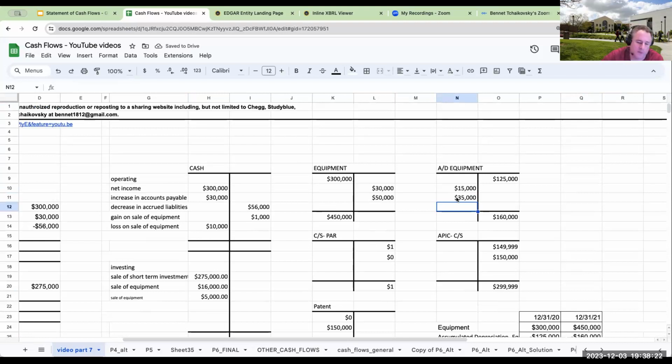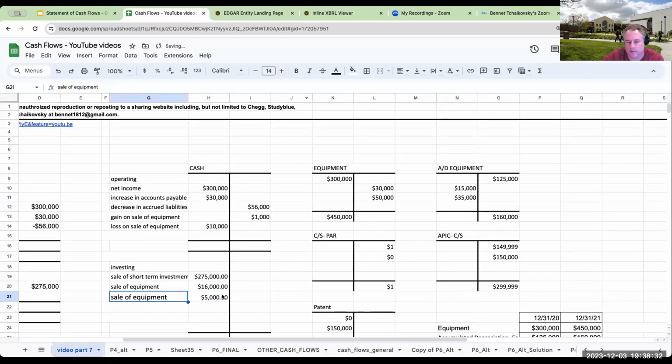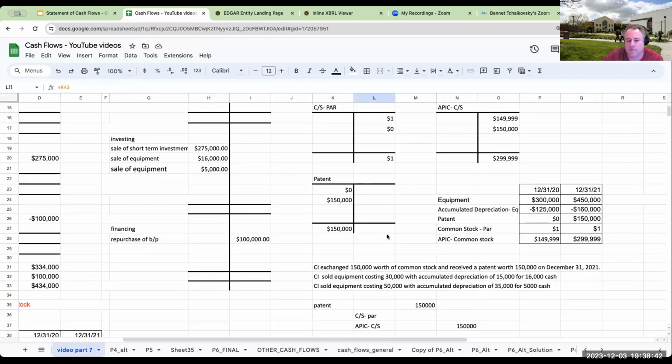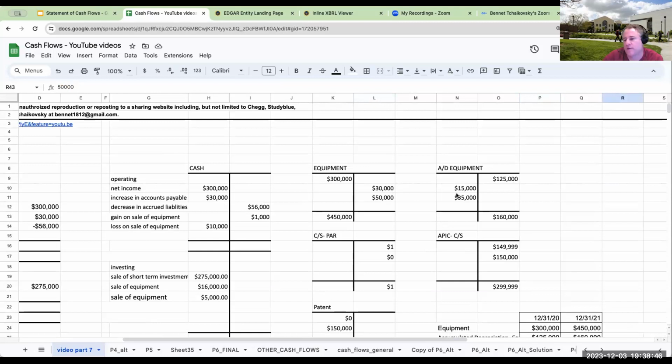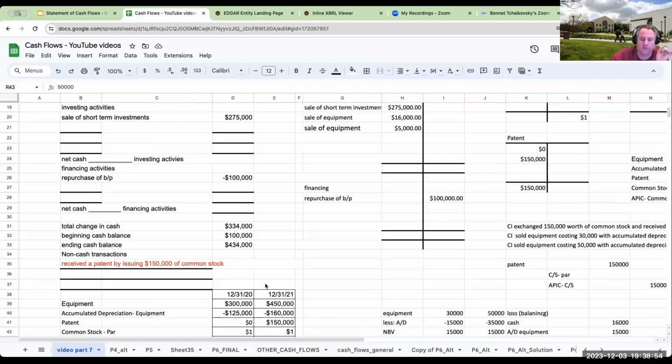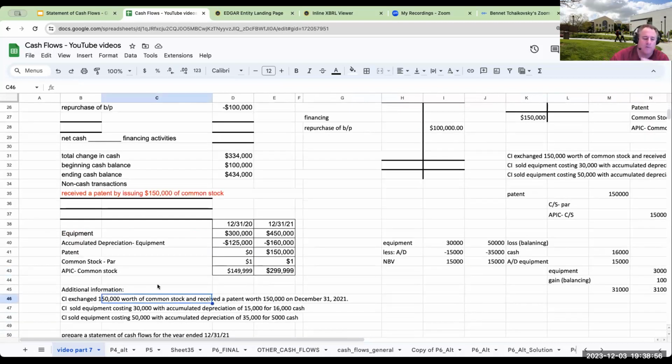So again, when I'm doing sales of equipment, this is how I need to go through and handle it. The cash proceeds go into the investing section. I need to list out each one separately, right? So this is the first one. The second one, gains show as a credit, losses show as a debit. Over here, the equipment itself that I got rid of, got to take that out of the equipment account, and then over here on the accumulated depreciation of equipment. So I've now dealt with the additional information first, right?